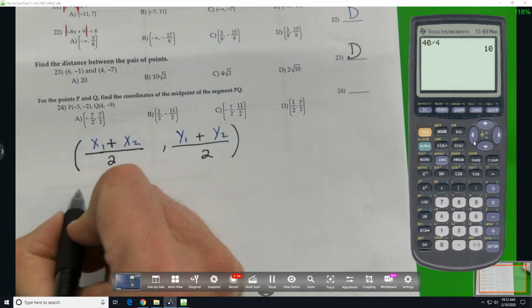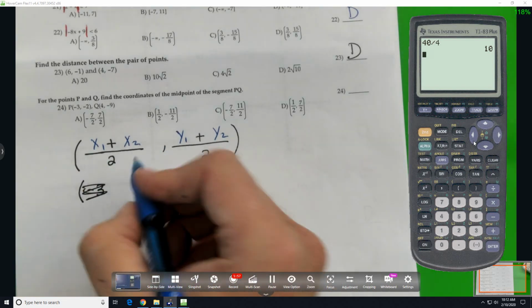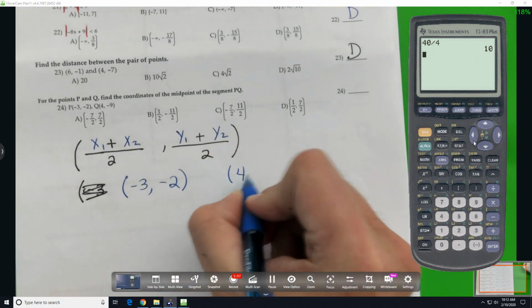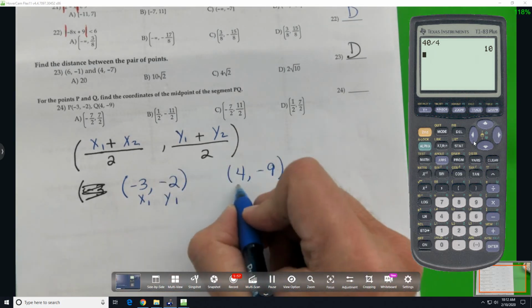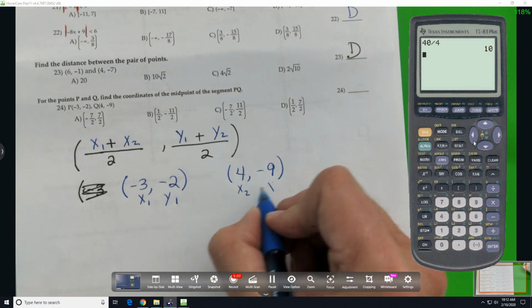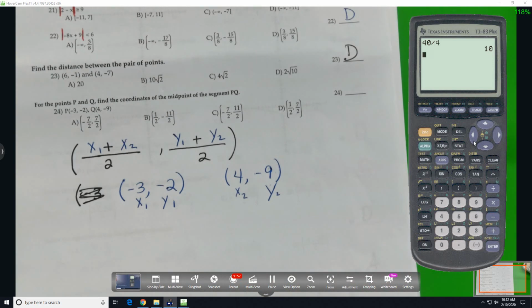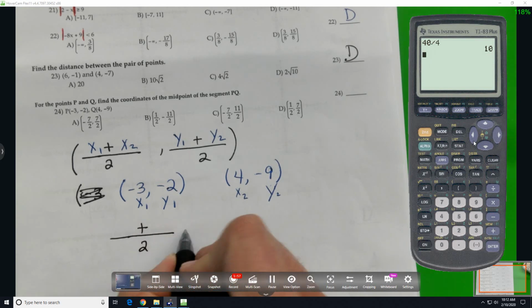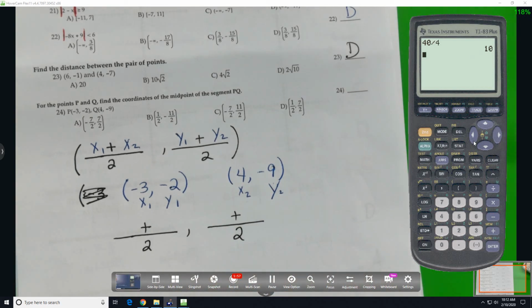You know what? I'm going to write the problem down bigger just because I can't see the typing hardly. It's negative 3 comma negative 2 and 4 comma negative 9. First x, first y. Second x, second y. So now plugging in. Remember, when you're doing these in the homework, you've got to make sure you put those parentheses. Well, here, putting the parentheses, whether you write them down or not, doesn't matter, does it?